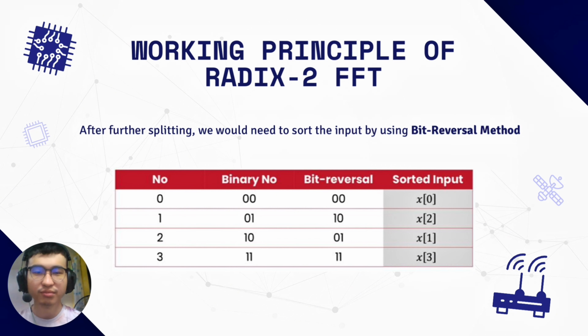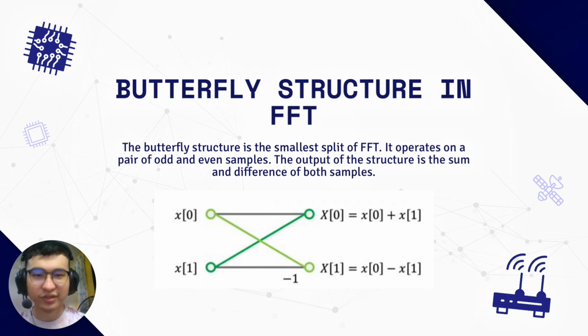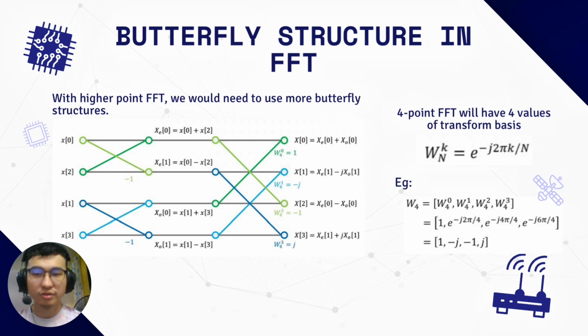However, we can further split them into 4 and use the bit reversal method to sort the input depending on our requirements. The butterfly structure in FFT is the smallest split of FFT, which operates with a pair of odd and even samples. The output is the sum and the difference of both samples. Here is an example of a higher-point FFT where we need to use more butterfly structures, with a 4-point FFT. Here we will have 4 different values of transformation basis.